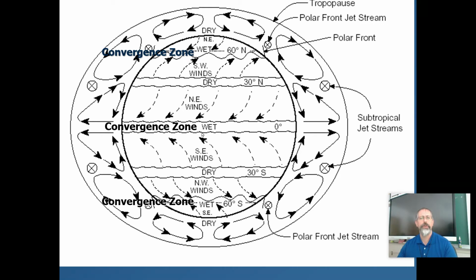So convergence zones happen at 0 and 60 latitude, and divergence zones happen at 30 and 90. One way to remember divergence zones: die is dry. You die if you get too dry. Divergence zones are dry zones because the air is sinking there. Die is dry.